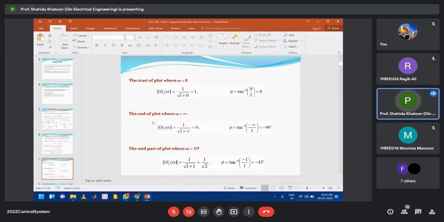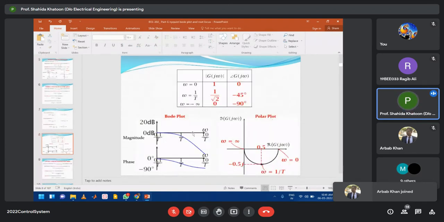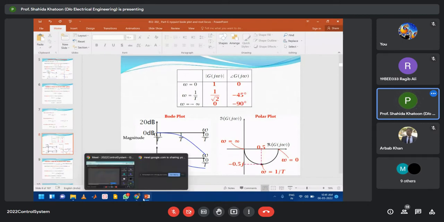And the end of the plot is where omega equal to infinity. So 1 upon under root 1 plus infinity is 0, and phi is tan inverse minus infinity, which is minus 90. And the midpoint of the plot is where omega is equal to 1 by T. So it is basically 1 upon under root 1 plus 1, so it is 1 upon under root 2, and phase is minus tan inverse 1 by 1, so it is minus 45. So you plot the polar plot and you get a figure like this. Okay, so you draw this table and draw this diagram.